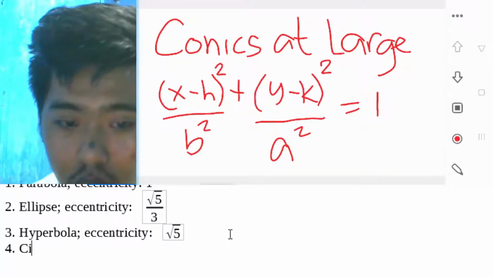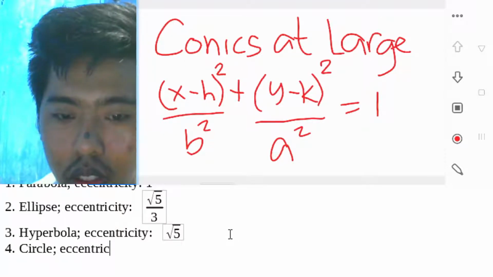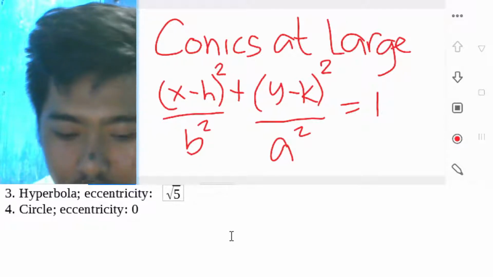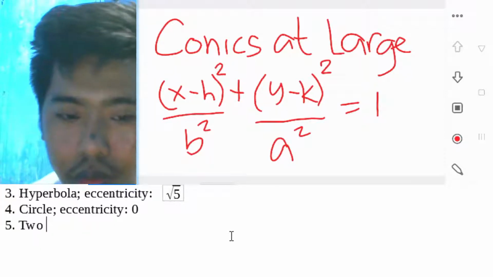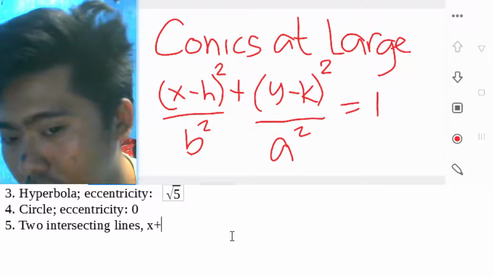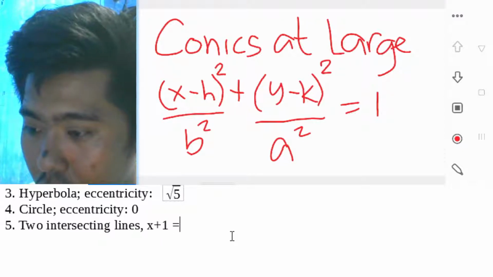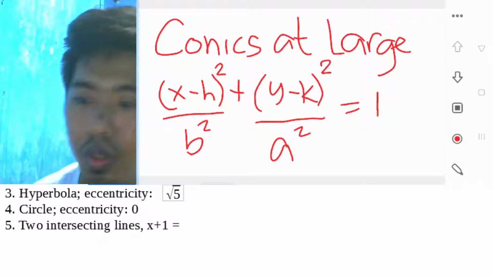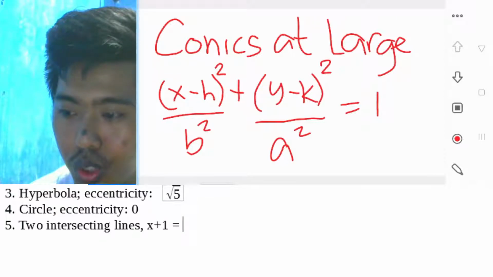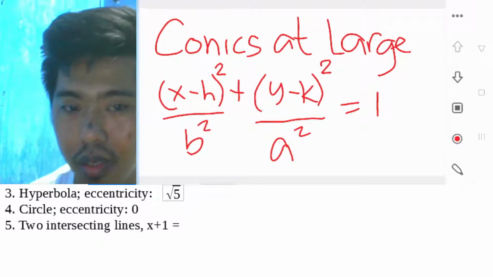And then your number 4 is a circle. I will tell him this is a circle, as you remember, equal to 0. Number 5, two intersecting lines. So this is not a conic, right? This is an intersecting line. If this would be the question, then you identify the graph. You're going to sketch this one, or just describe this one if you want. Of course, you're going to graph it so you can visualize.